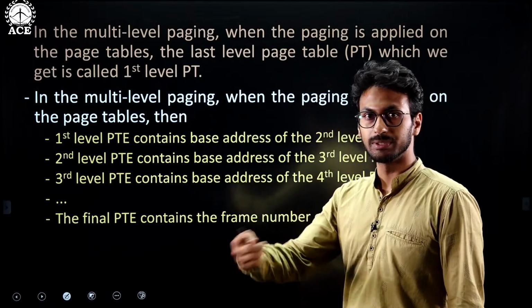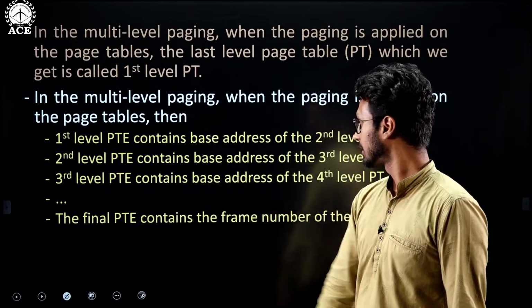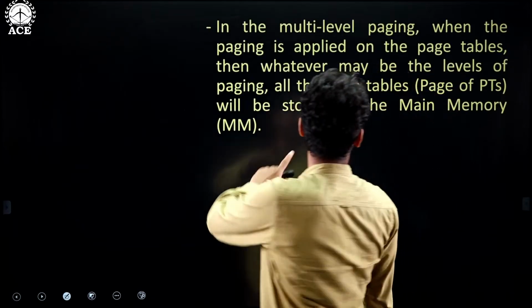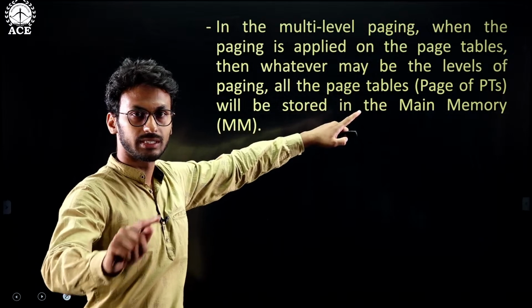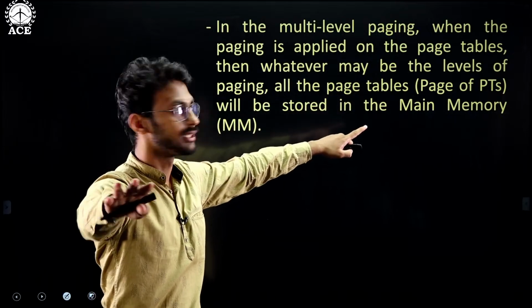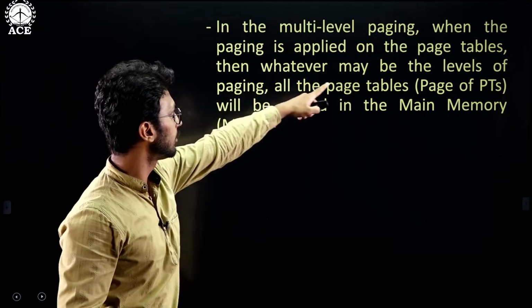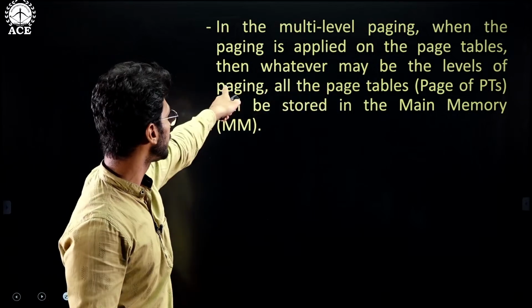If it is not single, it means it is multi. Be it two level, three level, all are multi-level page table. Done with this one. In the multi-level paging, a few theoretical points are there, and the last point, then we'll end the lecture. Please concentrate.